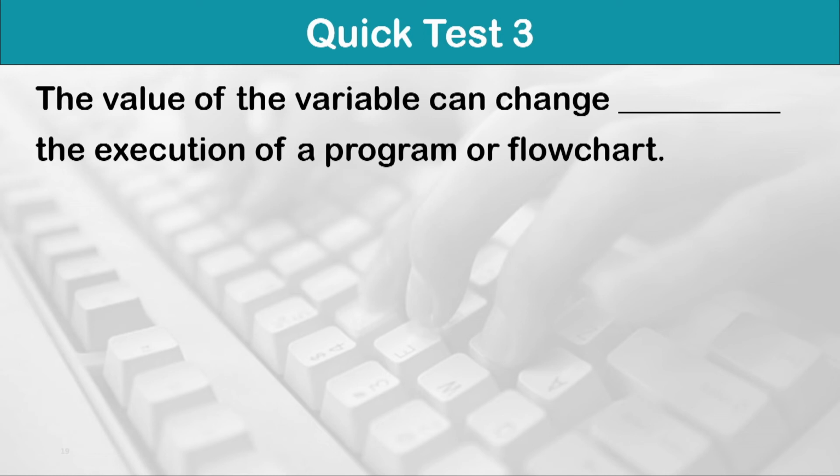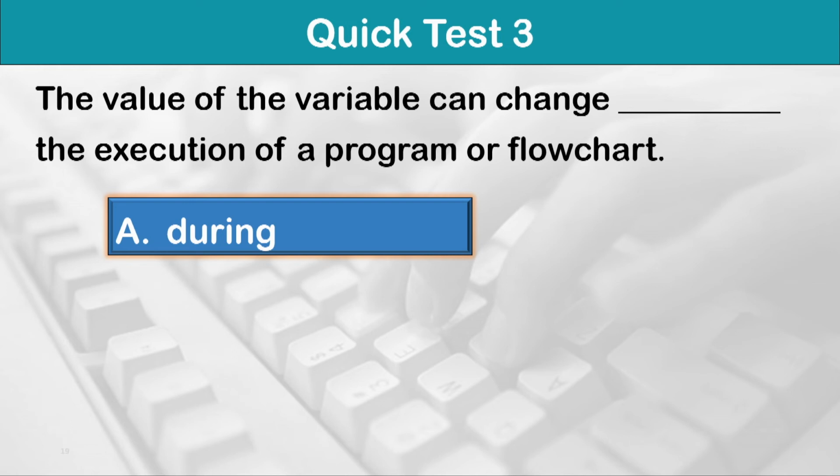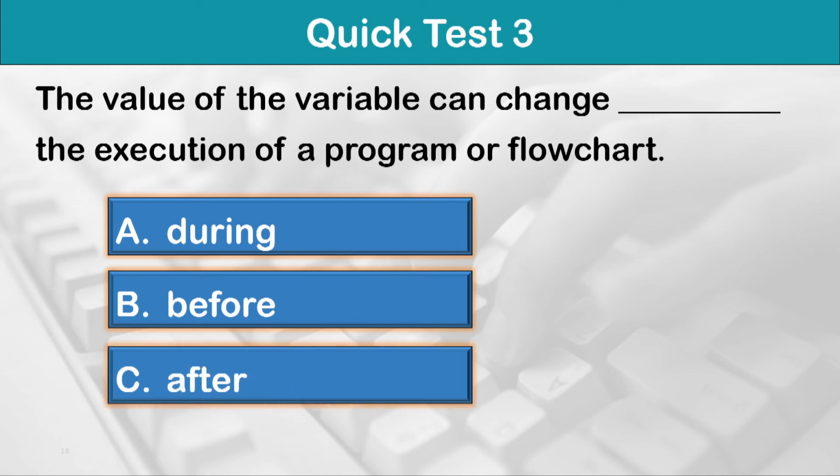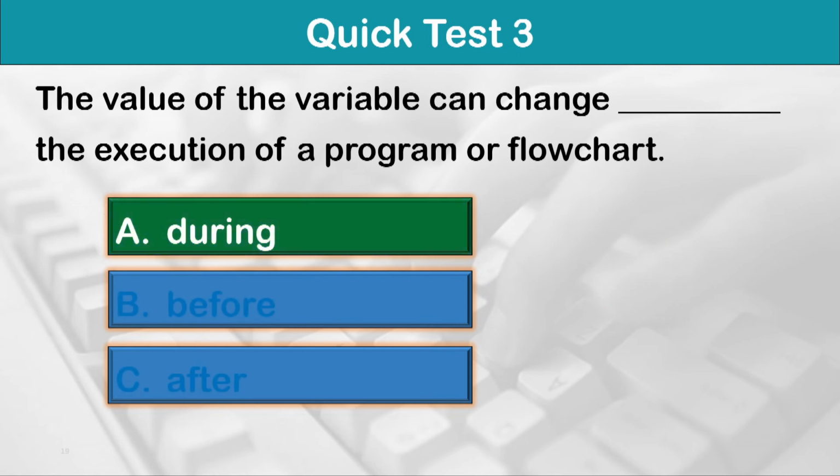Quick test 3. The value of the variable can change blank the execution of a program or flowchart. Can change A, during, can change B, before, or can change C, after the execution. We learned during the lesson that the value of a variable may change while the program is running, not before, not after. This makes option A the correct answer.